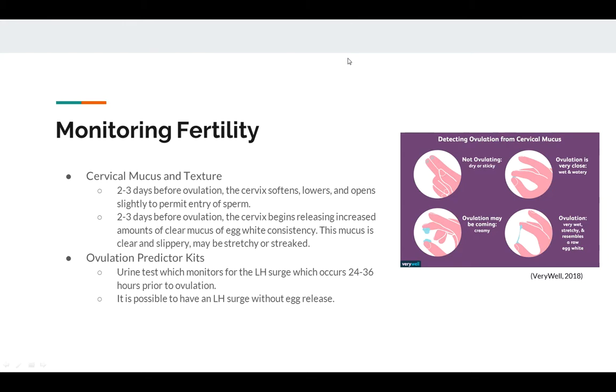Fertility can also be monitored by keeping an eye on the texture of the cervix and the texture of the opening of the cervical os, as well as by the consistency and texture of the cervical mucus. This will change, as stated on the slide, as the body prepares for ovulation.